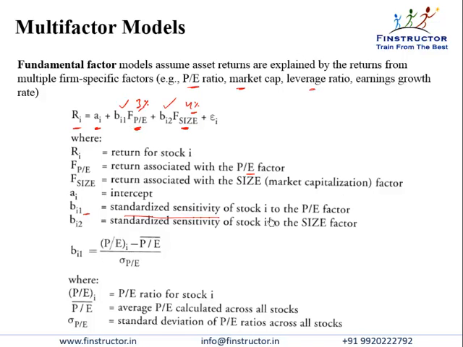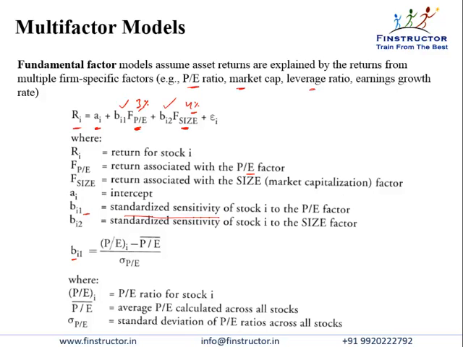So the standardized sensitivity of the stock to the PE multiple is defined as the PE ratio for the stock minus the average P by E calculated across all stocks, divided by the standard deviation of the P by E across all stocks. So if the PE ratio of my company is higher, then the standardized value would be greater than 0. If the PE multiple of my company is lower, then the standardized ratio will be less than 0. The return associated with this factor will probably be negative. That is, high P by E companies will give a lower return, low P by E companies will give a higher return.